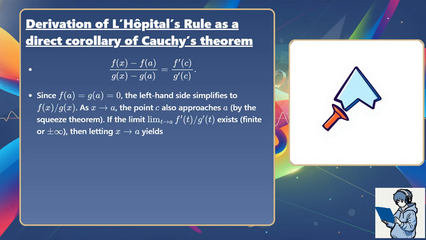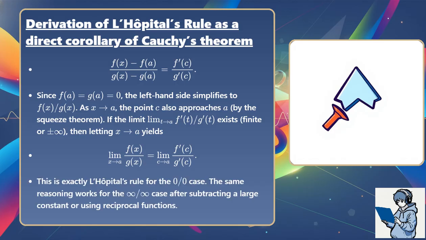Since f of a equals g of a equals 0, the left-hand side simplifies to f of x over g of x as x approaches a. The point c also approaches a by the squeeze theorem. If the limit as t approaches a of f' of t over g' of t exists, finite or plus or minus infinity, then letting x approach a yields limit as x approaches a of f of x over g of x equals limit as c approaches a of f' of c over g' of c. This is exactly L'Hopital's rule for the 0 over 0 case.